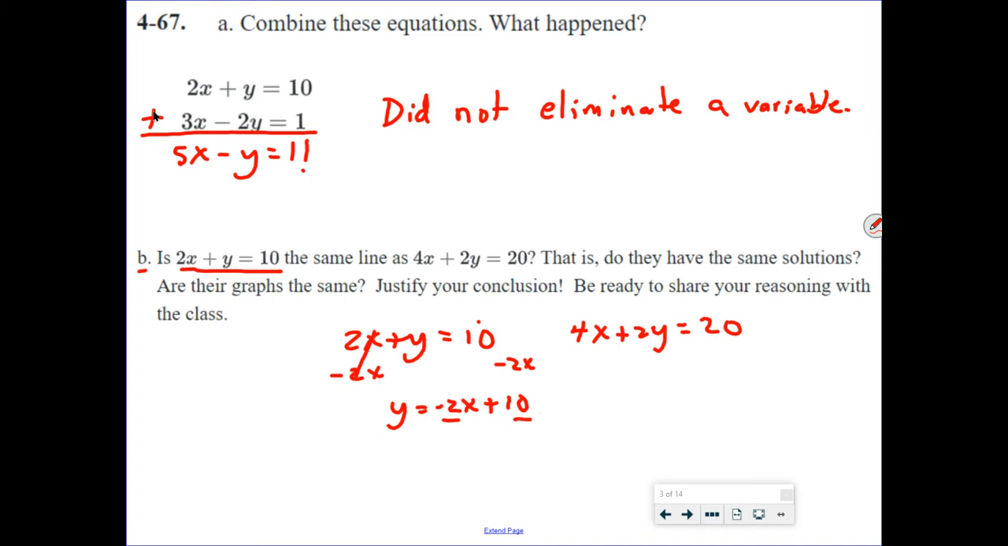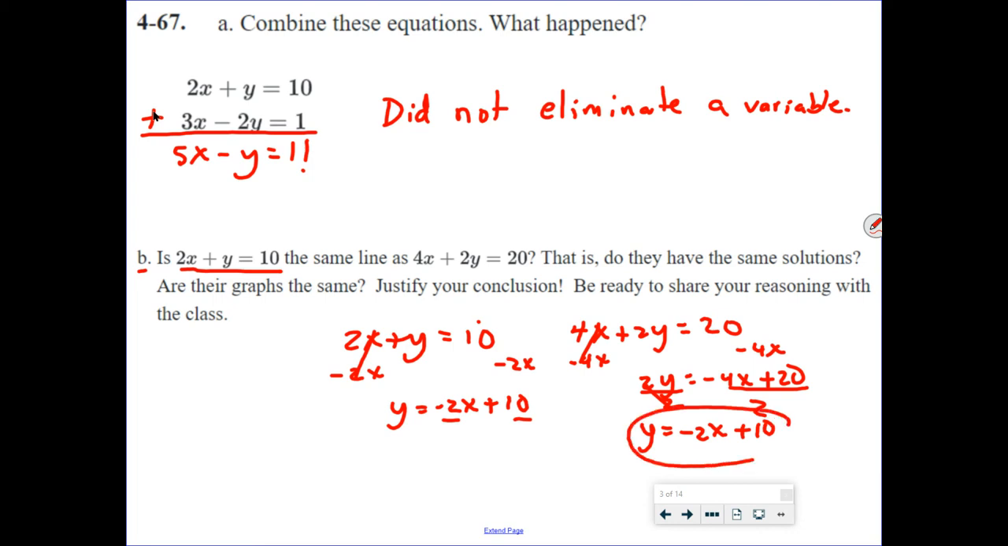I come over here and I do the same thing. So minus 4x and minus 4x. I get 2y equals negative 4x plus 20, and then I divide everything by 2. Y equals negative 4x divided by 2 would be negative 2x. 20 divided by 2 would be 10. You get the same thing? Yes, they do. So they are the same thing. Awesome. They are the same thing.